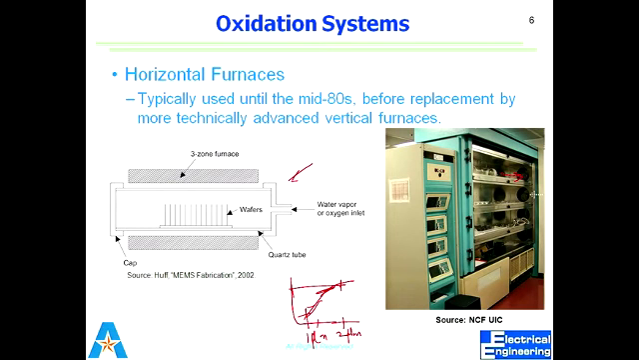We will see this in the lab. Tomorrow we are going to work with this horizontal furnace. In both labs this week, we will be using this oxidation furnace. There are different types of furnaces. Horizontal furnaces were previously used, but after the mid-80s they were replaced by vertical furnaces. Now, the horizontal furnace looks like this.